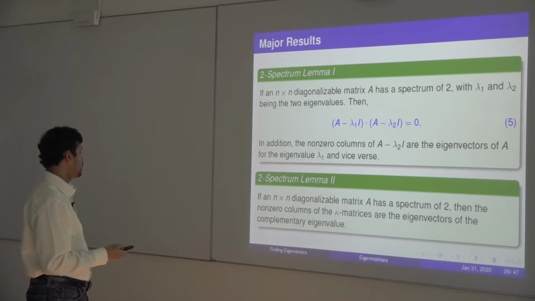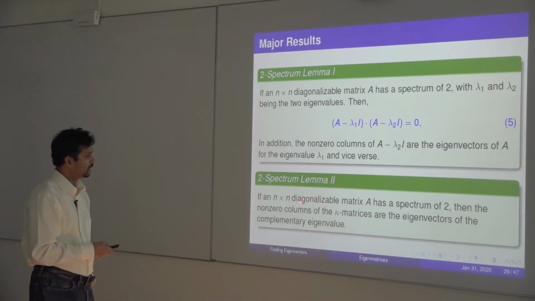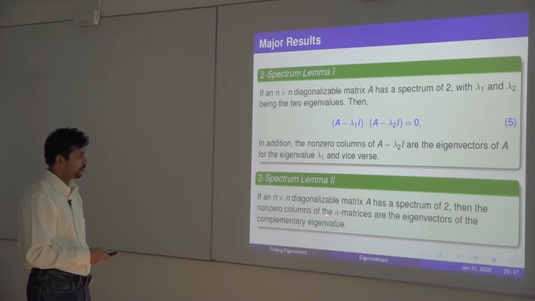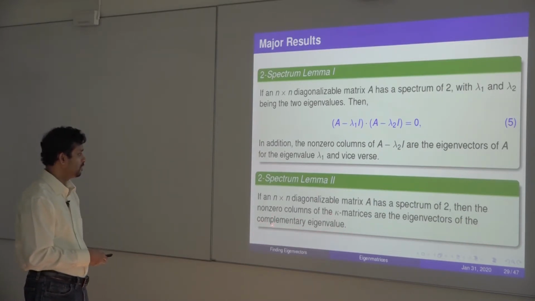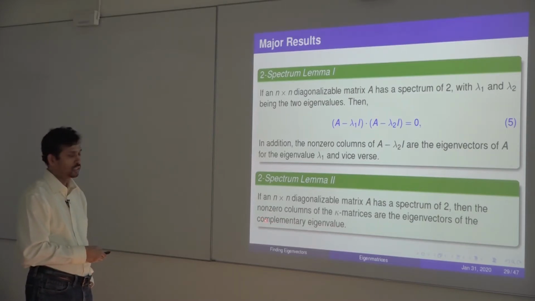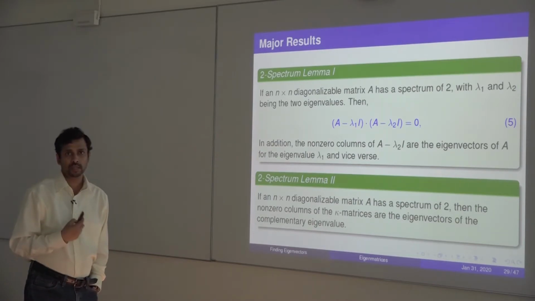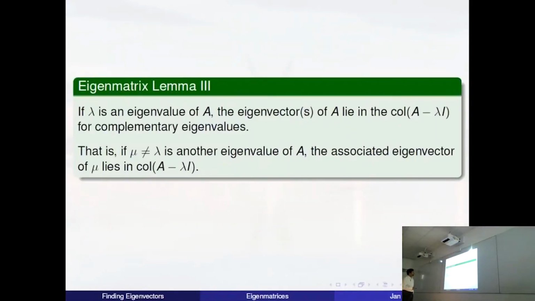And there's another version of that. It's the same thing, but you can write it in a different way. If an n by n diagonalizable matrix A has spectrum 2, then the non-zero columns of the kappa matrices are the eigenvectors of the complementary eigenvalue. You have to be very careful with that word, because it's not the same one, it's the other eigenvalue. That's why we say complementary eigenvalue. It's the same thing written in a different form. We call this a two-spectrum lemma because the shorter form works when we have two eigenvalues. Again, it's a new result.